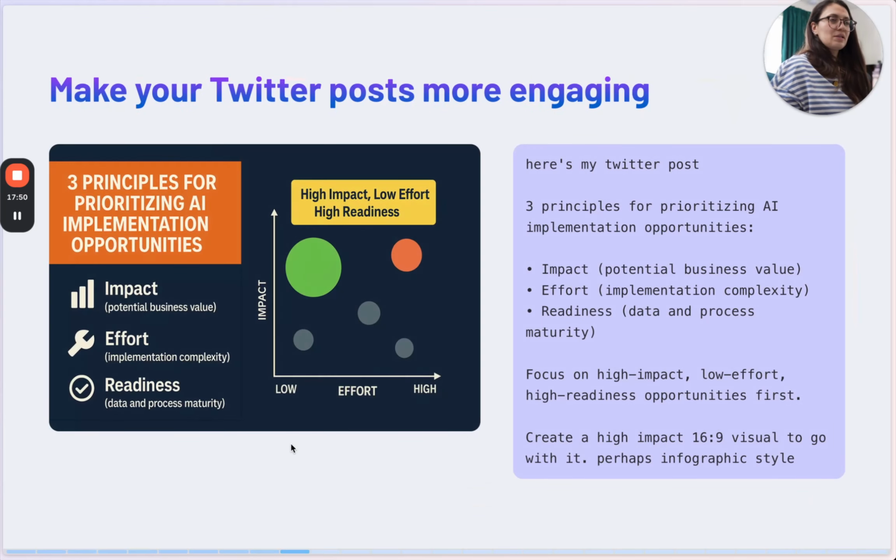This one is for creating different images for your social media posts. So you can have short form content on Twitter, but you can make it much more engaging with a simple visual like this one. So what I did was I put in my post. So here's my Twitter post. Bang. And then I said, create a high impact 16:9 visual to go with it, perhaps infographic style. So I gave it a clue in terms of how I want it.